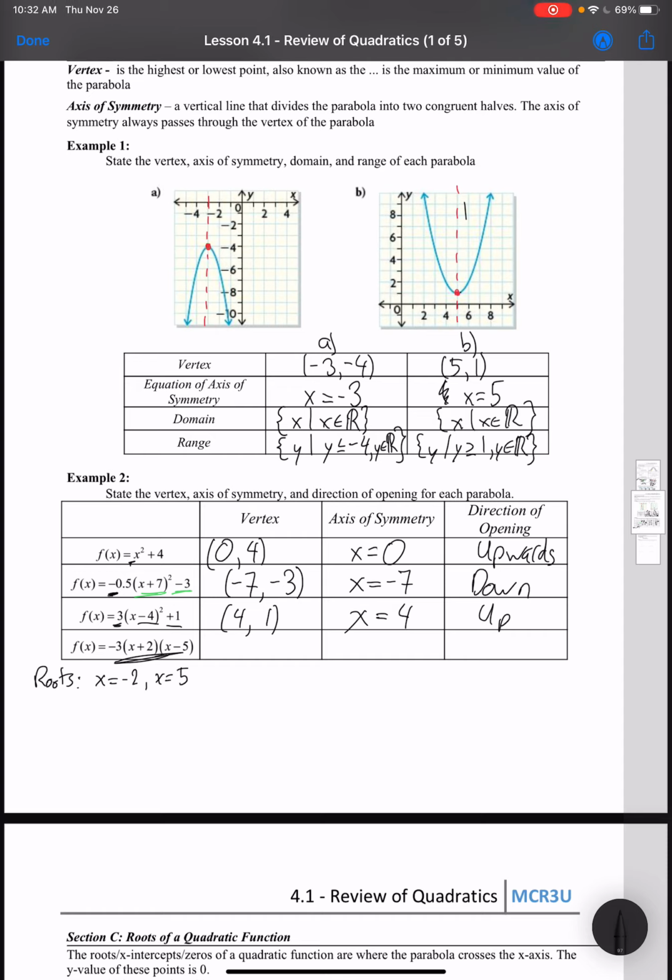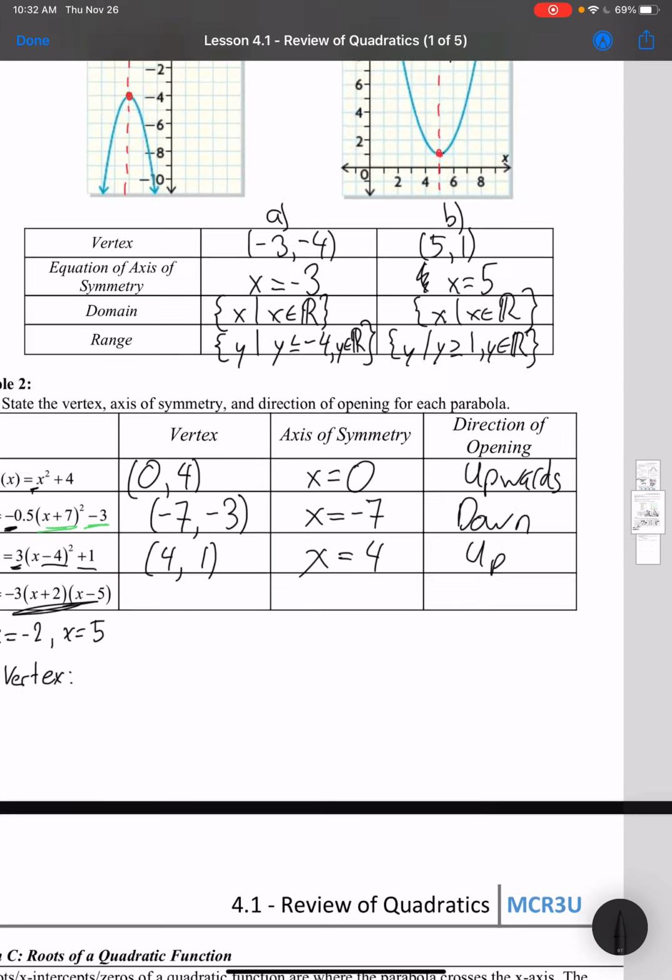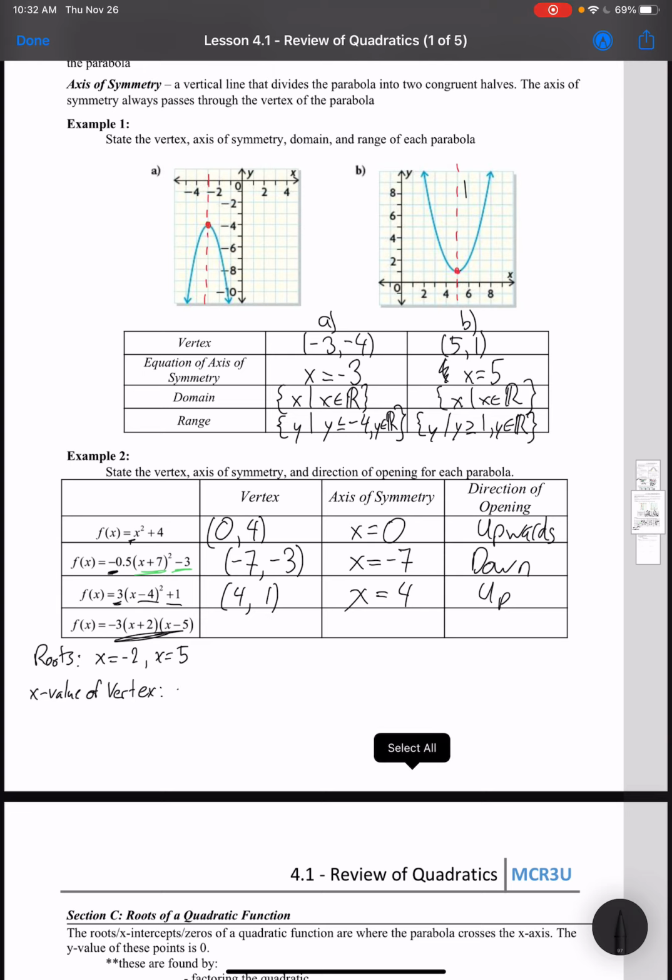So that means the x value of the vertex is just going to be at exactly the midway point between those two roots. So you could find the average of those two roots, like -2 plus 5 divided by 2. You don't have to write this out if you can just see it and see that it should be, let's say 3/2. That's fine. So that's the x value of our vertex. So you could already write that down, 3/2.